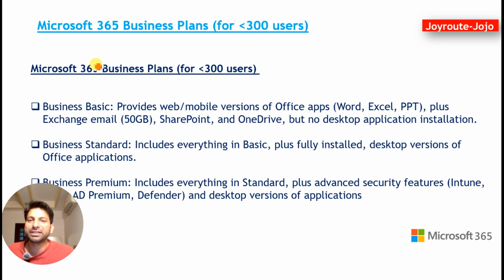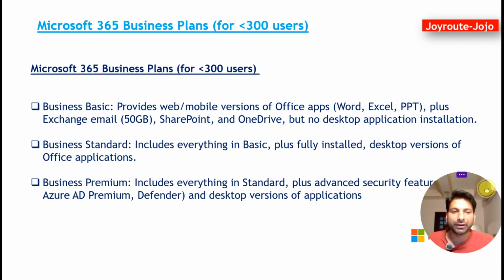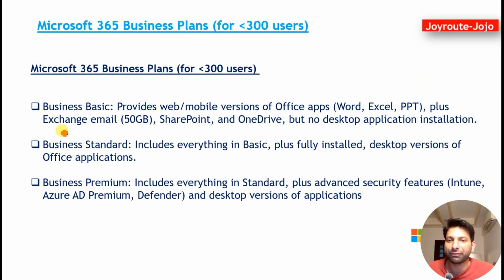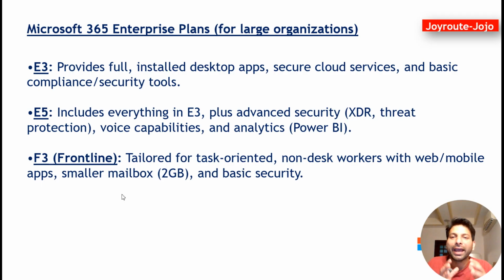All right, so when we check the business plan, the first one, which is below 300 users, we have three different plans over here: business basic, business standard, and business premium. Let's see the comparison of these three from the official site. Before that, let's move to the other one, which is enterprise plan, which is for a large organization.